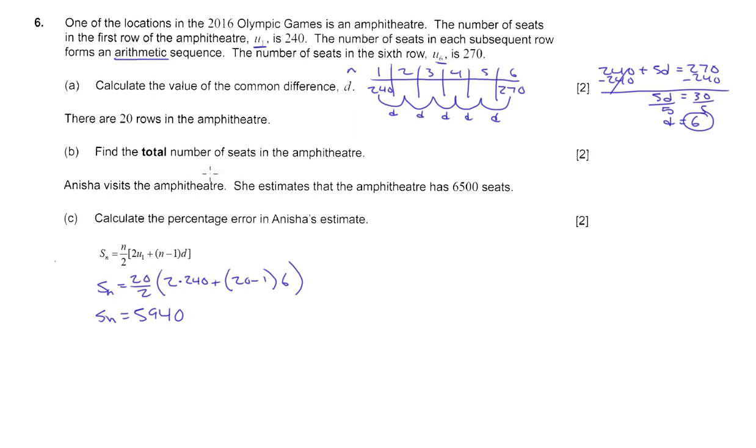Okay. Notice that our third significant digit would be 4. So if this was like 5,941, we'd want to round it to 5,940, right? Unless it says anything different up here, which I don't see. Okay, so that's our sum. So this is B, the sum. The total number of seats in the amphitheater is 5,940, okay?